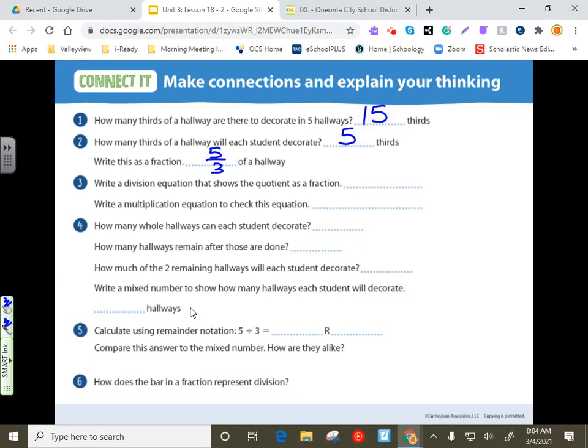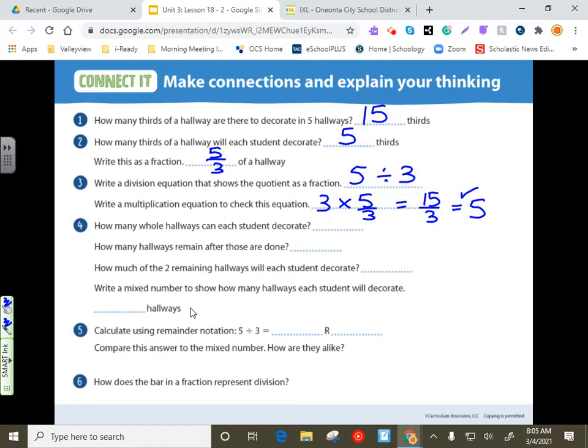Write a division equation that shows the quotient is a fraction. That would be 5 divided by 3. Write a multiplication equation to check this equation. If we multiply the 3 people times their 5 thirds of a hallway each, that will give us 15 thirds. And 15 divided by 3 is 5, so that checks out.